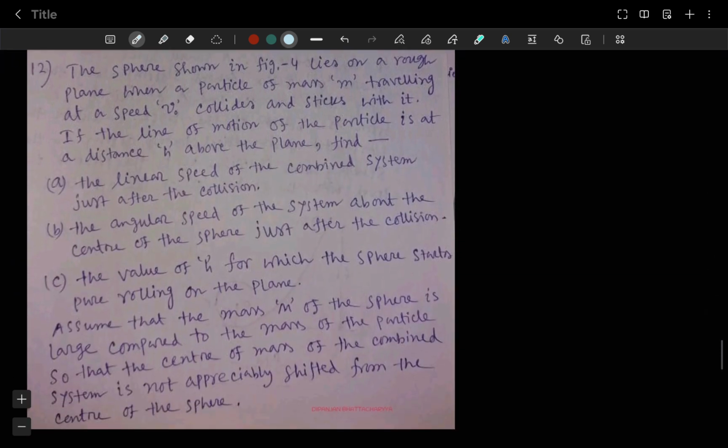Now let's do this problem. The sphere is on a rough surface, and sticks with it.